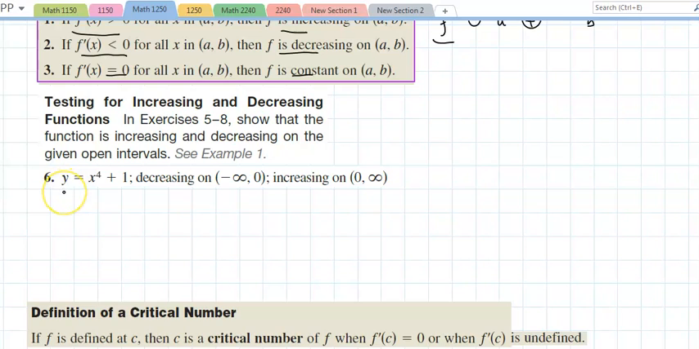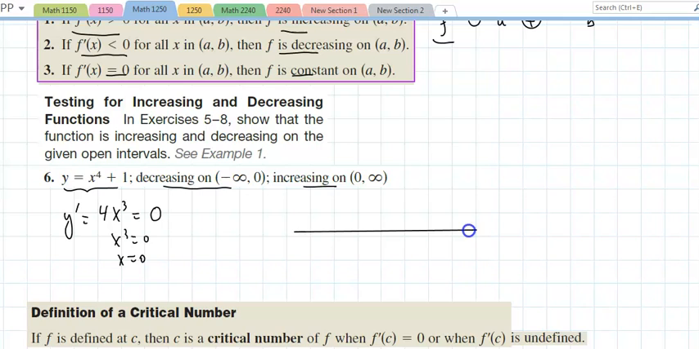This is y. Forget this, I'll get to this in a minute. If I want to know where this function is increasing and decreasing, I'll take a derivative. Isn't the derivative 4x cubed? Now, I need to know where that equals 0 because I need the break point. Where does x cubed equal 0? That's when x equals 0. So 0 is really the neutral point. There's the derivative, and there's y.